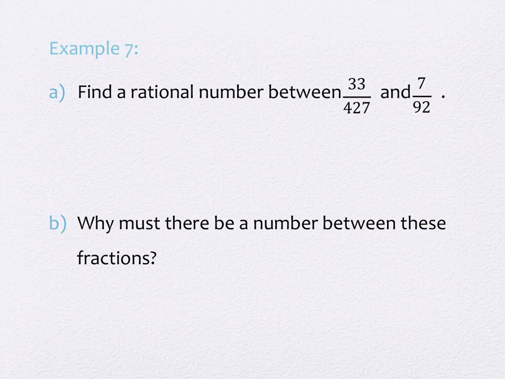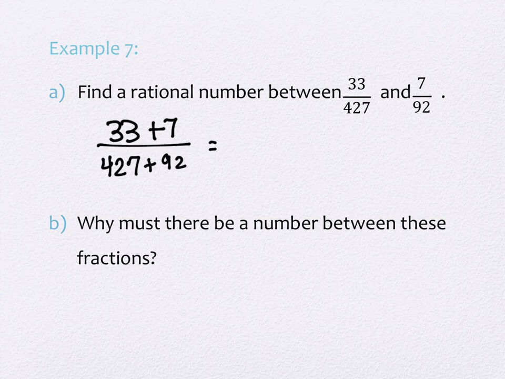It says I should be able to add the numerators together, 33 plus 7, and add the denominators together, 427 plus 92. And I will get a number that is in between the two original numbers I was given. So 33 plus 7 would be 40. What is 427 plus 92? 519. And if it reduced, we would reduce it here. This one does not reduce. 40 divides by 4s and 5s, and 519 won't divide by 4, and it won't divide by 5. So 40 over 519 is actually a value that's in between. Is it the only one? No, there's infinitely many, but this is one of them.